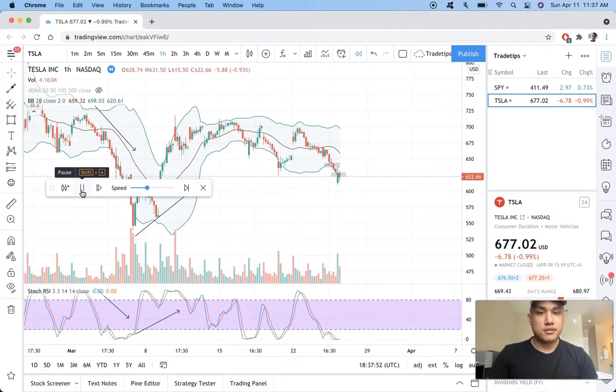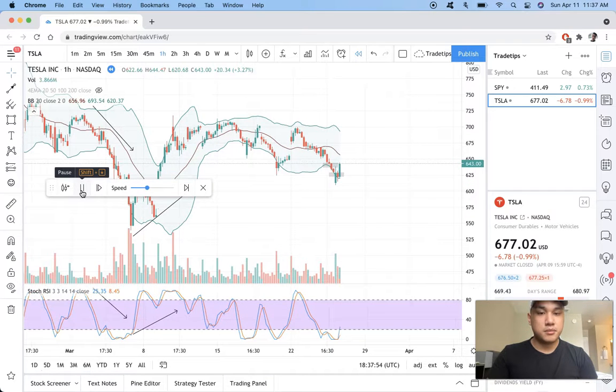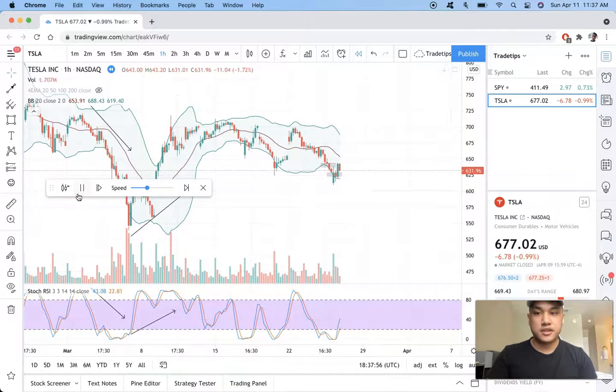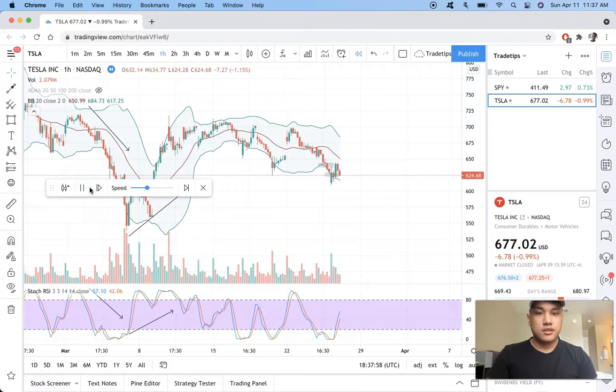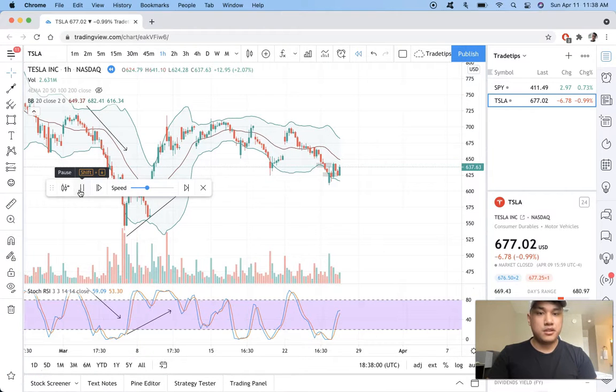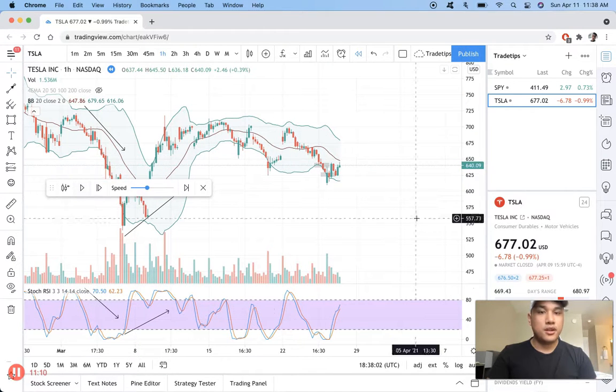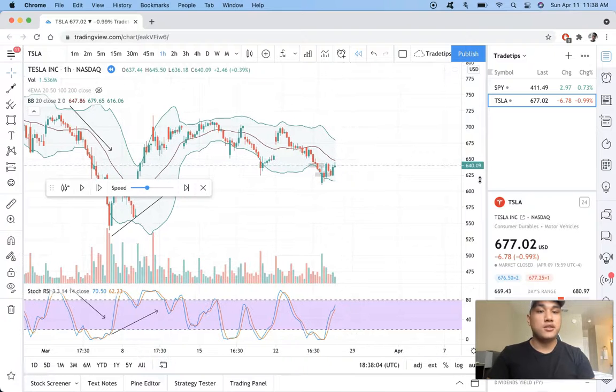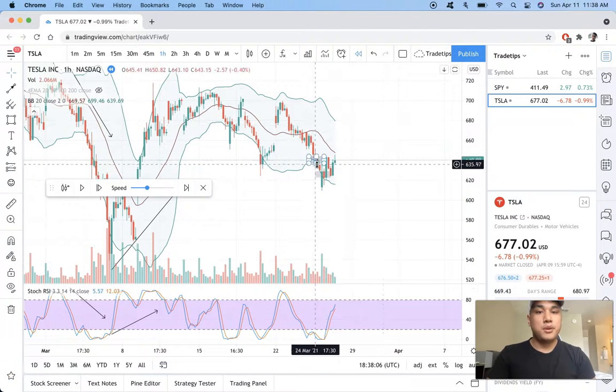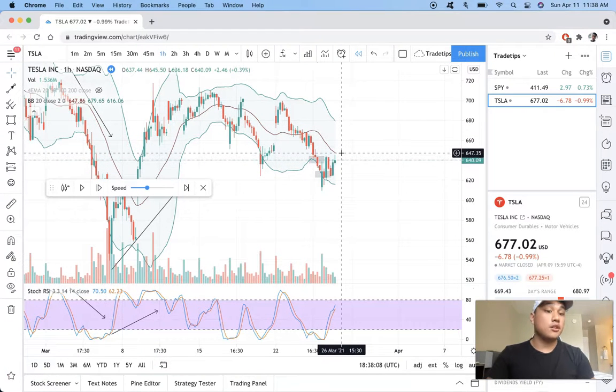Okay, it looks like price corrects a little bit. I expect price to move up from here. We have the stochastics moving up, and let's see if we can hit that Bollinger Band. And there we go. In the middle of that 30-minute candle, we would have been able to make a good profit off of this, especially when you're playing with options.